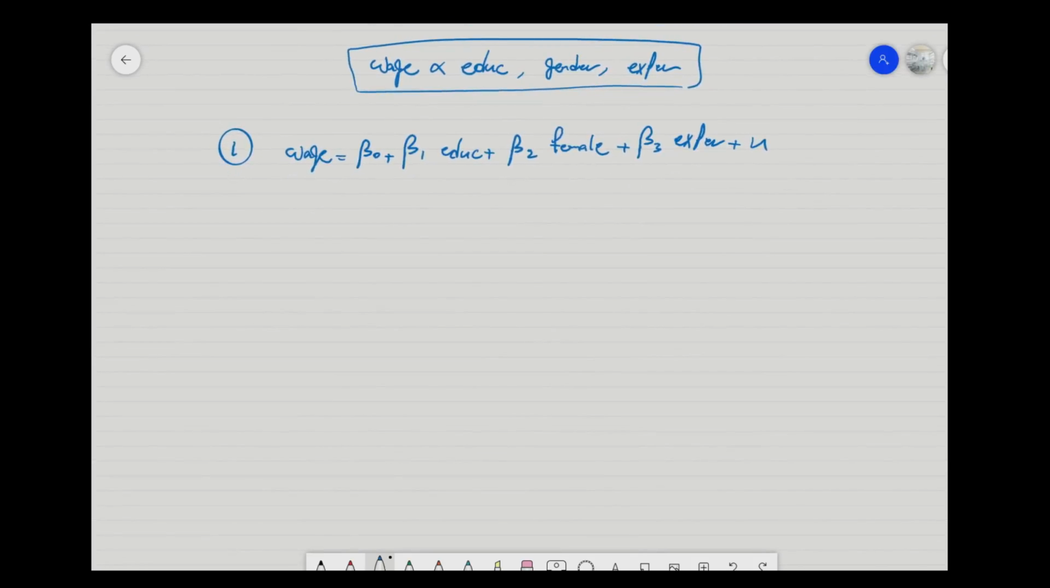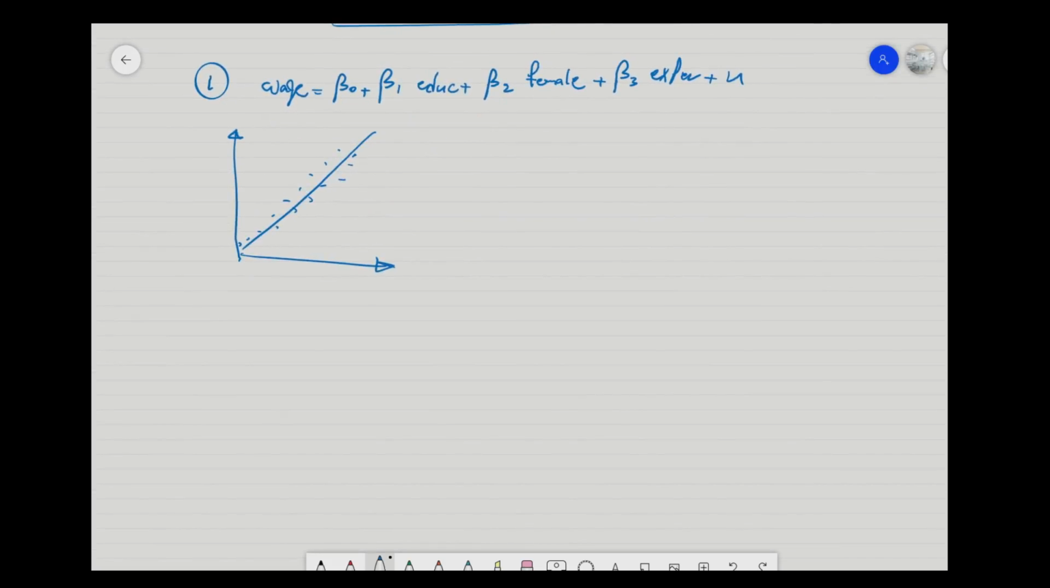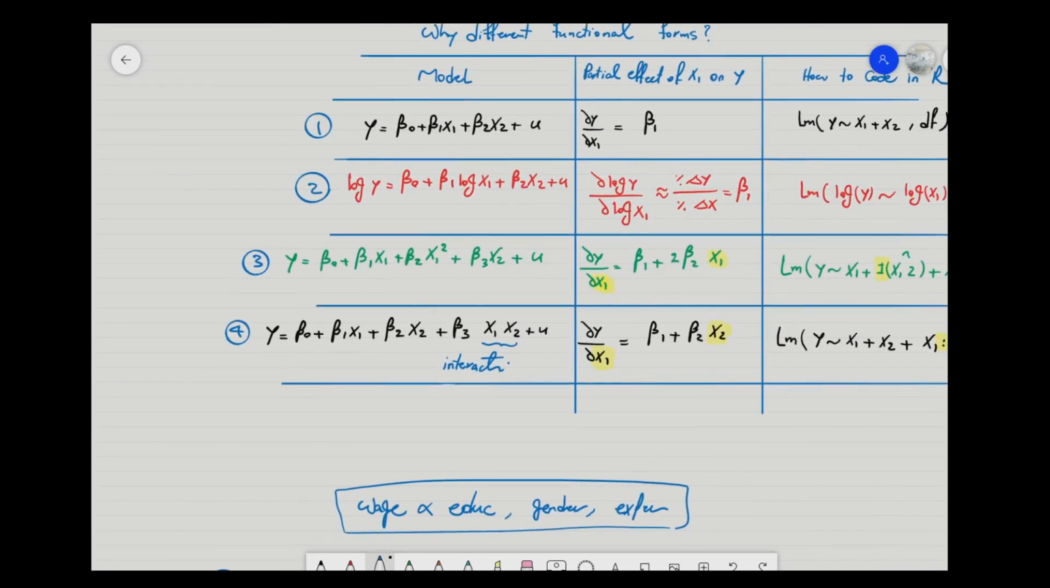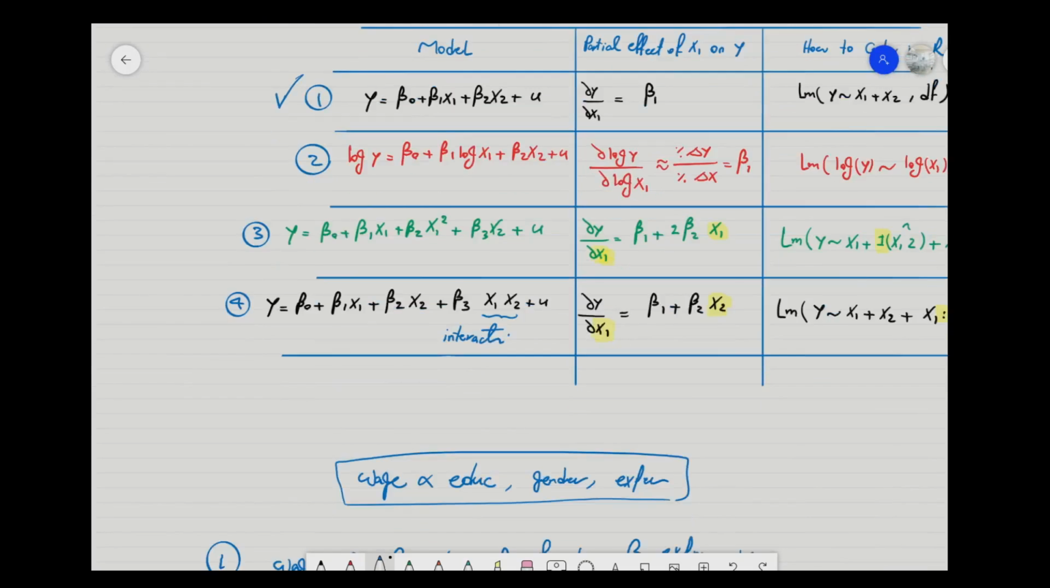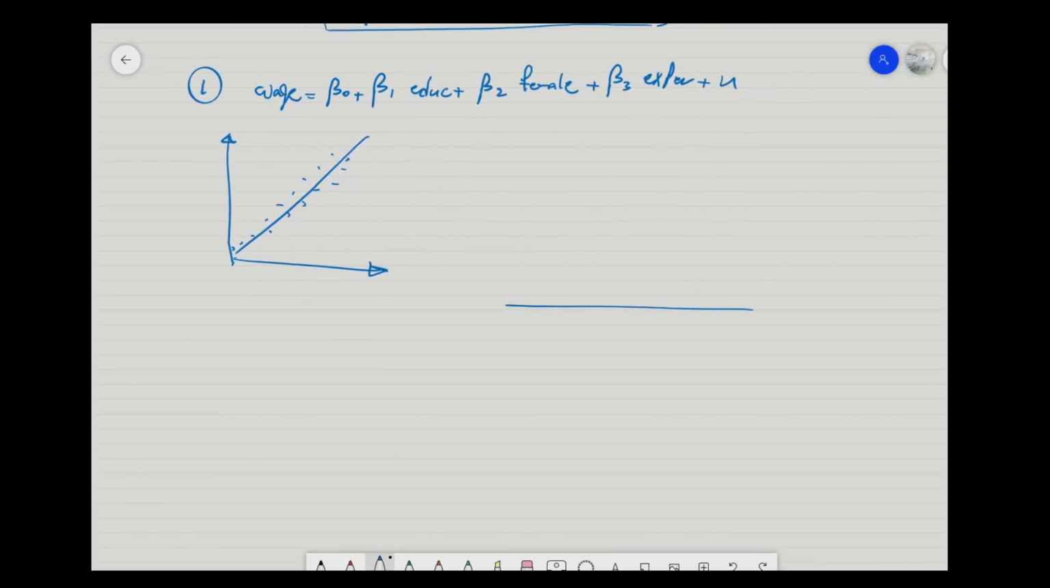So when do we use this model? Whenever you have no idea about the functional form of the model, you don't want to make any assumption. You say that, okay, everything is linear, and let's put it that way, right? So you believe that, if you want to plot wage versus education, for example, it's something like this. You believe that the relationship is linear. So if you believe that it's like this, we use our first model, linear in explanatory variables as well, right? This is the one that I'm talking about.